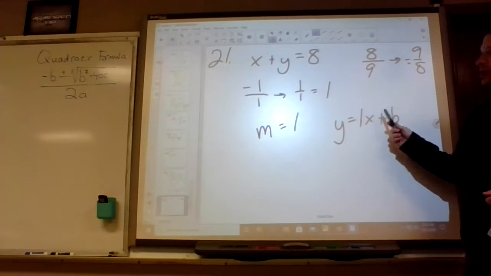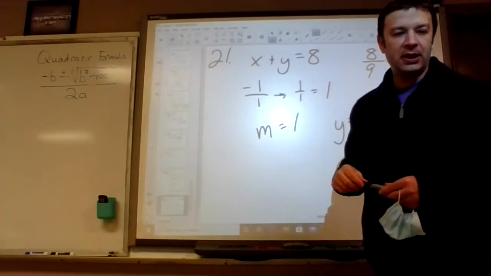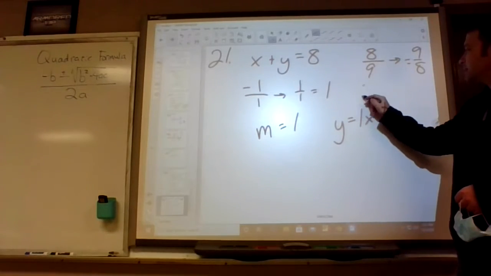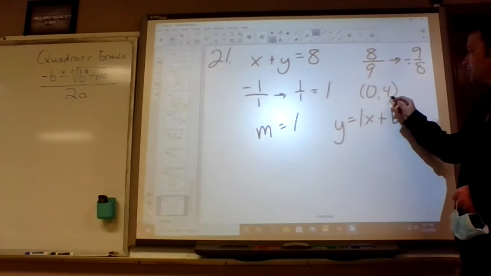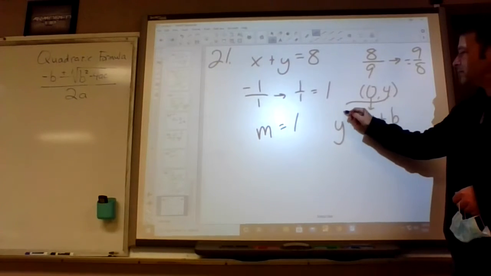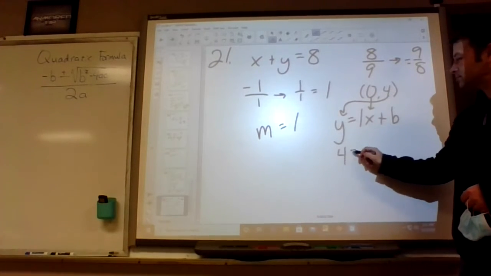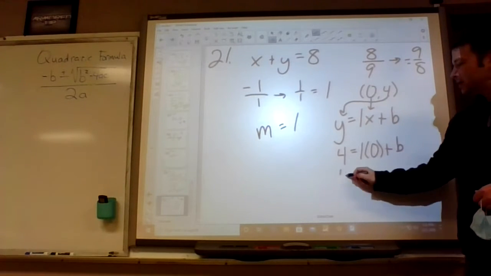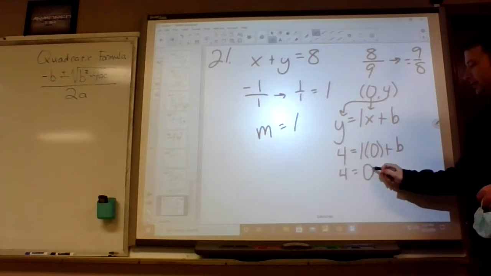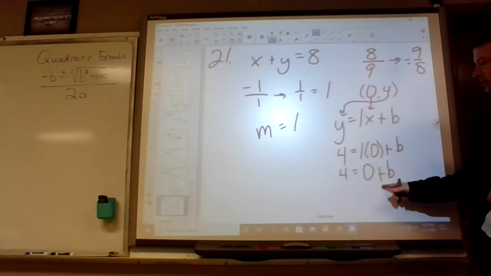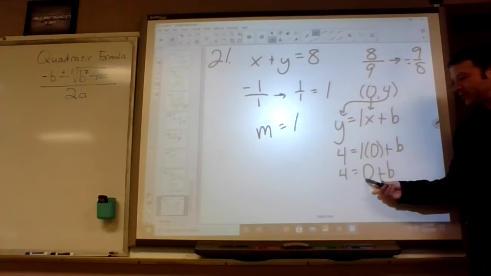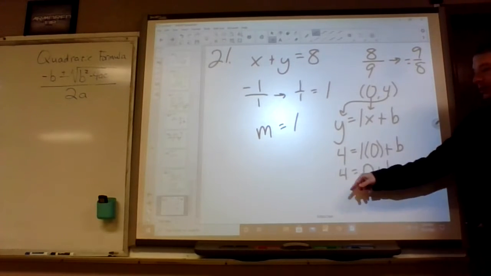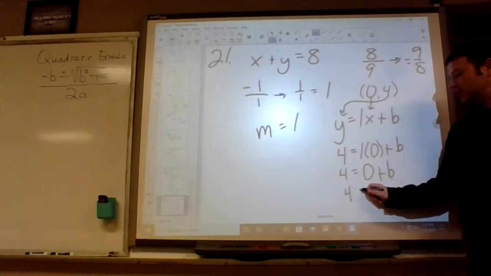Okay, how do I find the b value? I plug in those two numbers, x and y, 0 and 4. It says 0 and 4. So 0 is the x, 4 is the y. 1 times 0 is 0. To get b by itself, the 0 doesn't do anything, so it's basically just gone. So b equals 4. Yay.